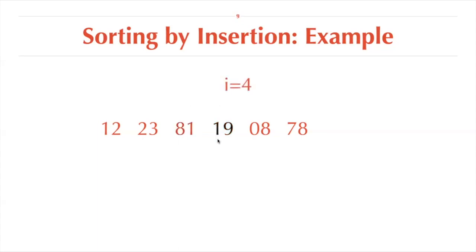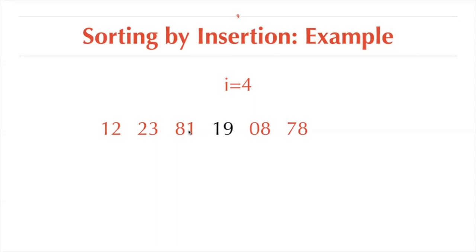Now it will go to I equal to 4. So I equal to 4, it is 19. Now it will compare 19 to the element on the left side. So it will compare 19 with 81, and it will check that 19 is less than 81. So it will move 19 to 81 and 81 to 19. So the position will be swapped, and 19 will be at I equal to 3.